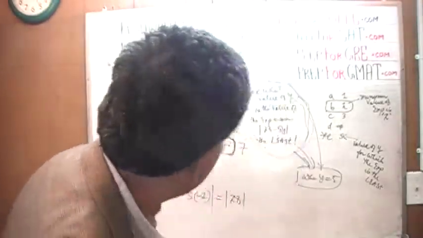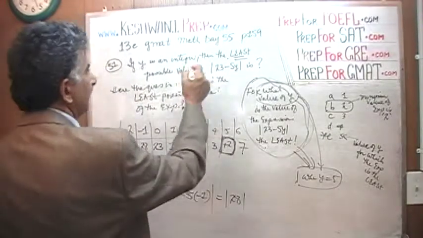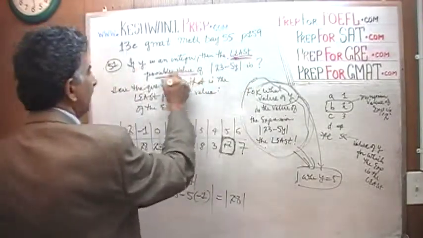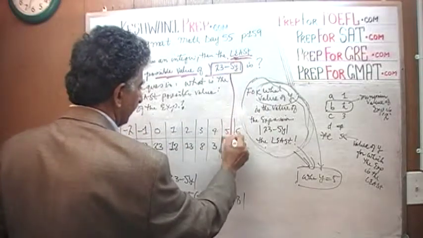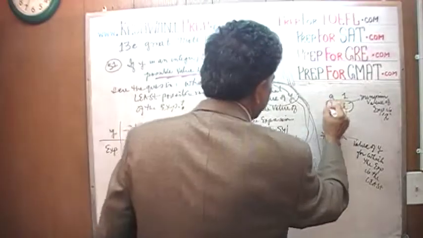What is the least possible value of the expression? What is the least possible value of this? The least possible value is 2, which is our answer choice B.